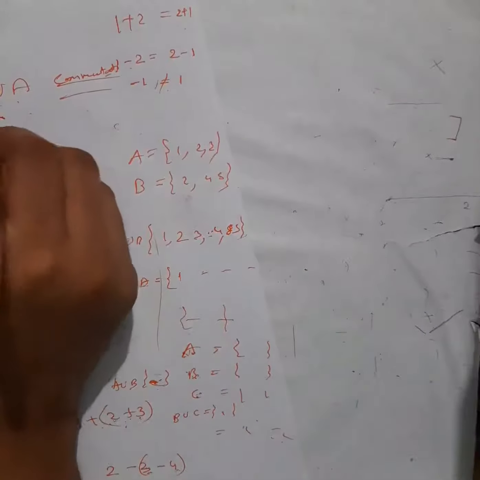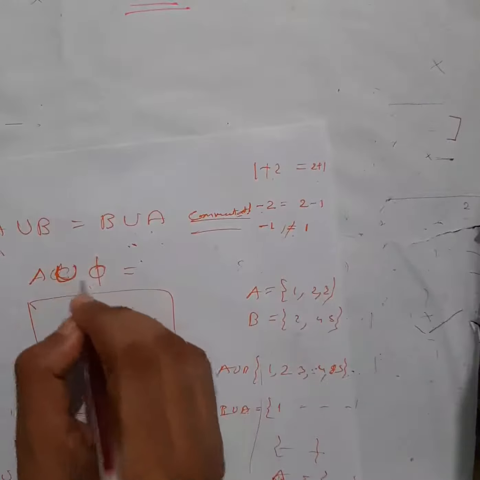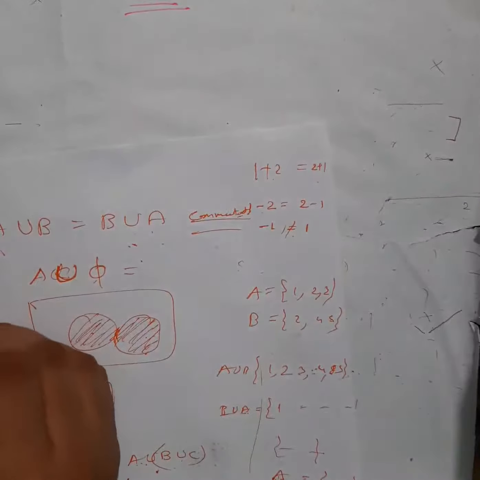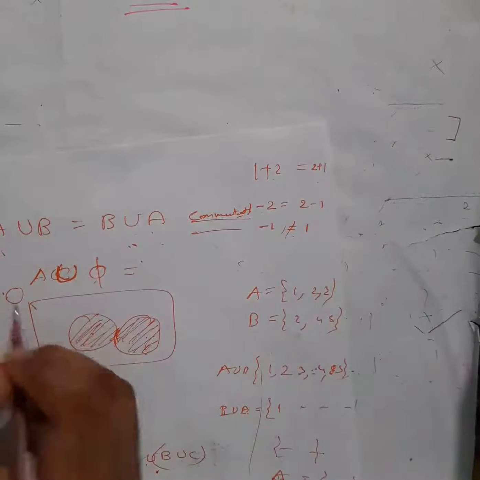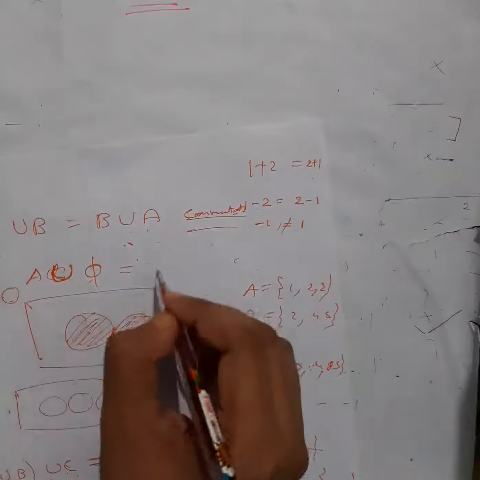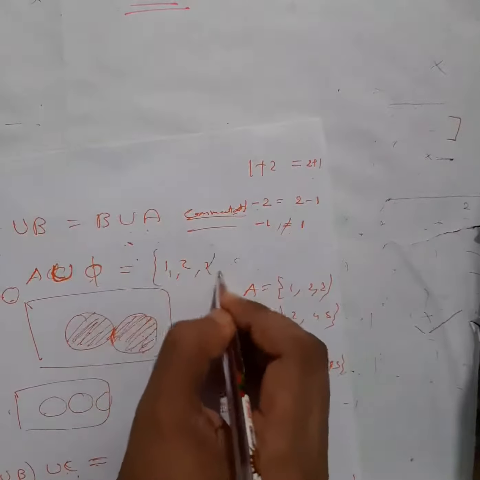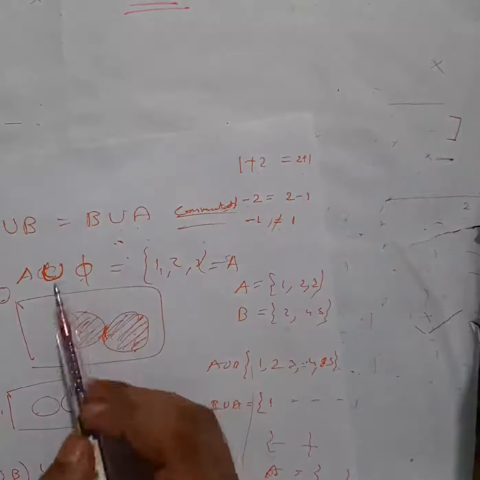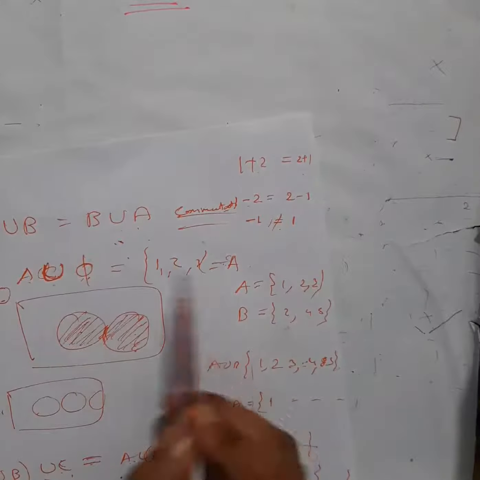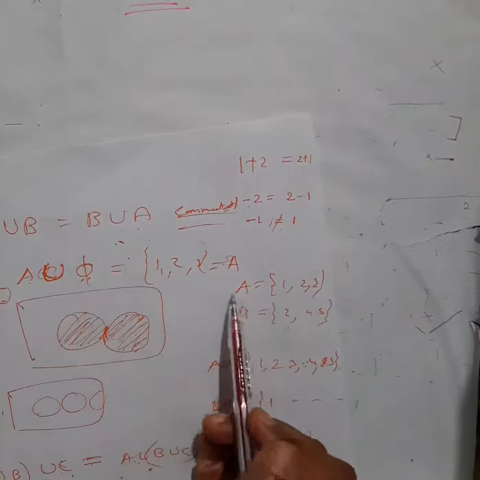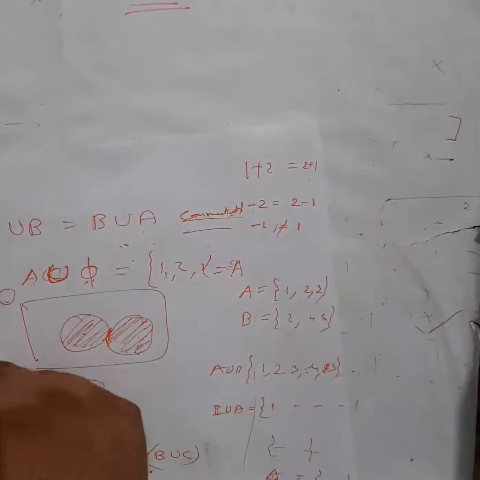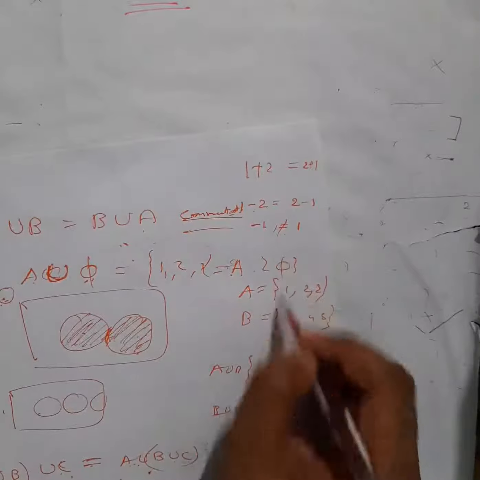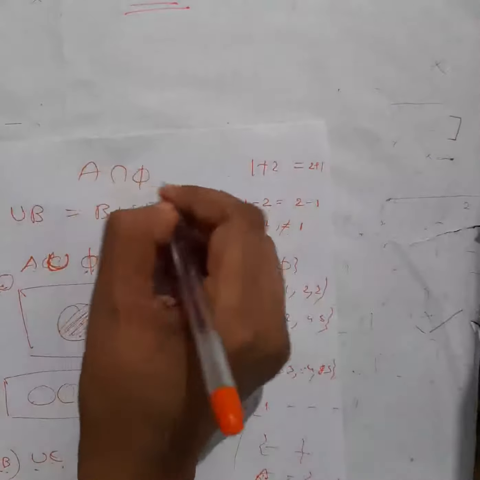Like this one: A union phi, what will it be? A union phi means your set A, suppose 1, 2, 3 are the elements. Phi means there is no element. Union means all elements of these two, so the elements will be 1, 2, 3 only, meaning you will get A only. So A union phi is always A. Then A intersection phi: intersection means common, and there is nothing common between these two, right? There is no element, so phi. So A intersection phi is phi.